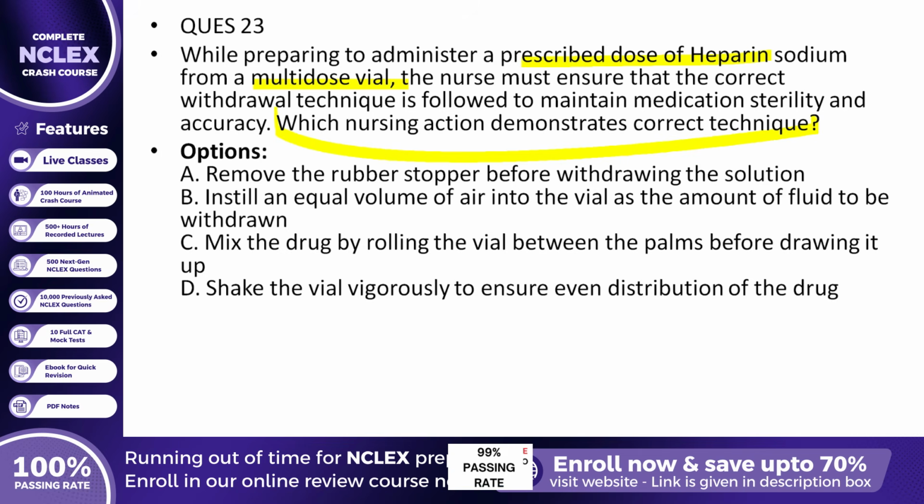Option A suggests removing the rubber stopper before withdrawing the solution. Option B recommends instilling an equal volume of air into the vial as the amount of fluid to be withdrawn. Option C advises mixing the drug by rolling the vial between the palms before drawing it up. And Option D proposes shaking the vial vigorously to ensure even distribution of the drug. The correct answer is Option B. Instill an equal volume of air into the vial as the amount of fluid to be withdrawn.